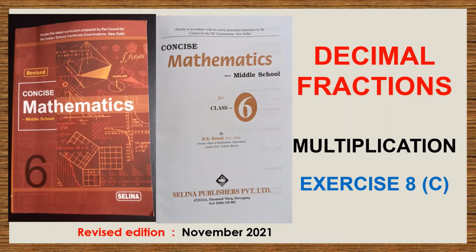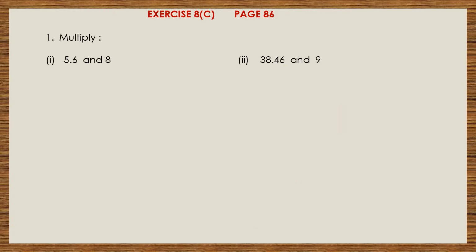Hello children, today we are going to do decimal fractions. We are doing multiplication exercise 8C. 8C is found on page number 86. So let's start with the first question, multiply 5.6 and 8.